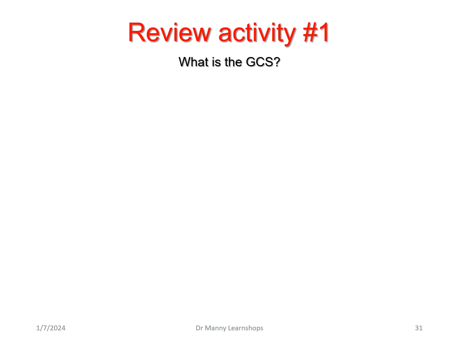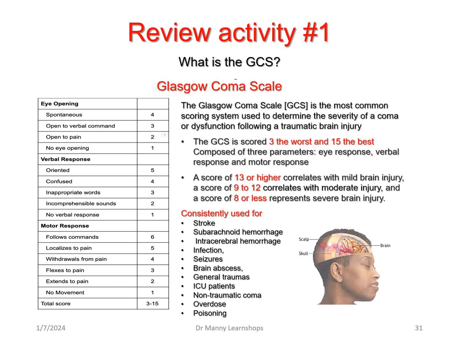So let's review. What's the Glasgow coma score? Well, the Glasgow coma score is a scale to determine the severity of a traumatic brain injury. There are 3 components to it: eye-opening, verbal response, and motor response. Eye-opening, the best score is 4, the worst score is 1. Verbal response, the best score is 5, the worst score is 1. Motor response, the best score is 6, the worst score is 1. The worst possible score that can be achieved, which is no response to anything, is 3. The best possible score is 15.